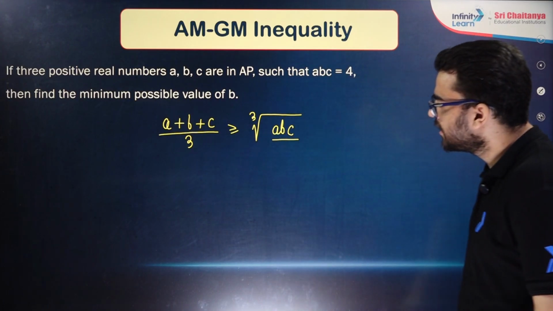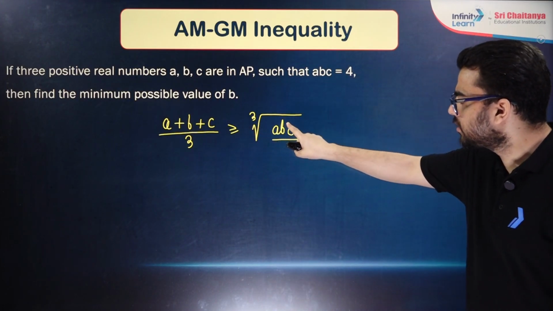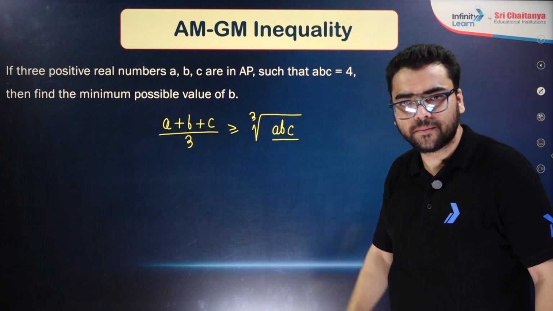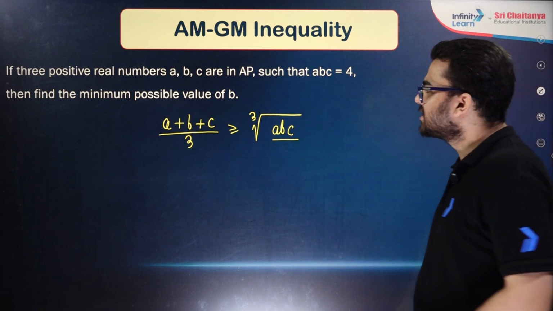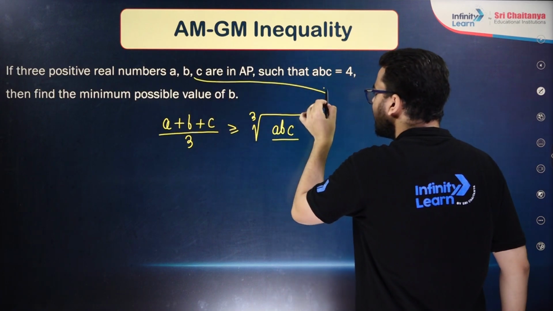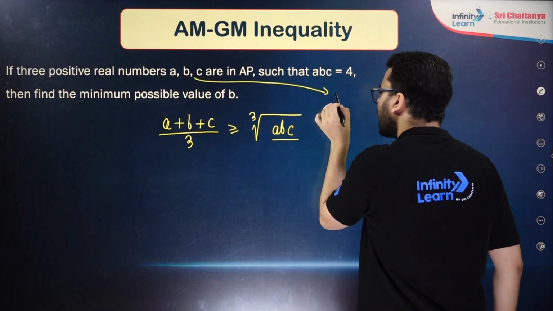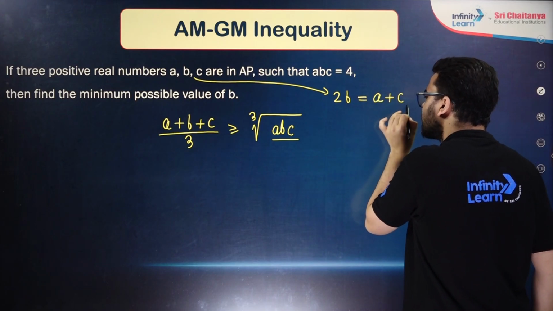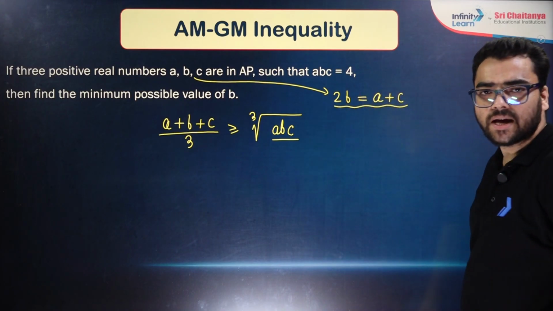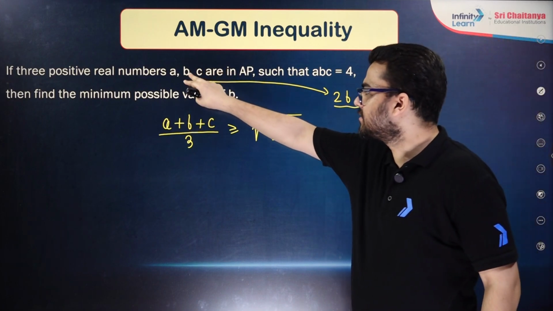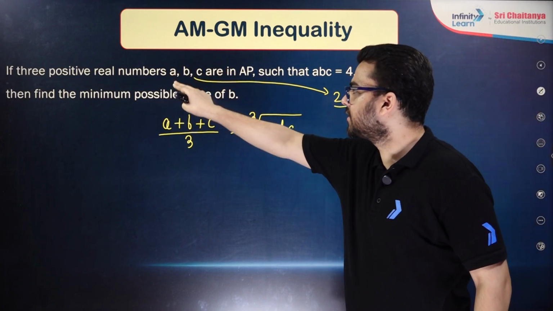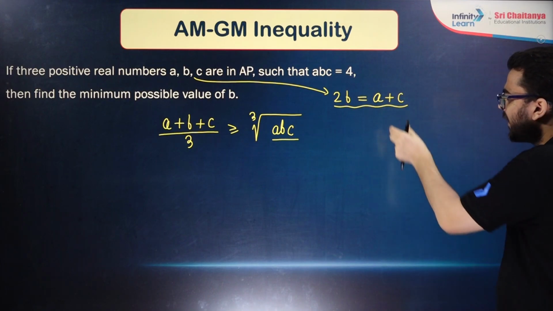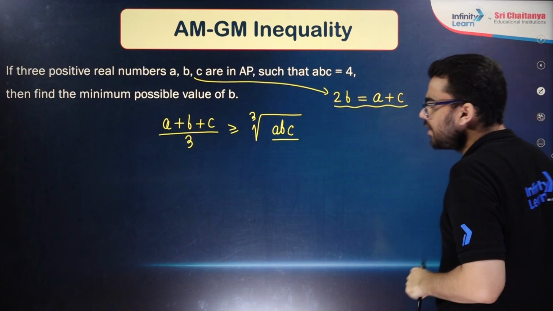I hope that is clear. It is greater than or equal to the geometric mean, which will be the product of them and their cube root. Now it's also given that a, b, c are in AP. So can't we say over here that 2b is equal to a plus c? If you know this concept already, if 3 numbers are in AP, then twice the middle number is equal to the sum of the first and the last. That's a very direct thing, right? So in place of a plus c, I can put 2b over here.